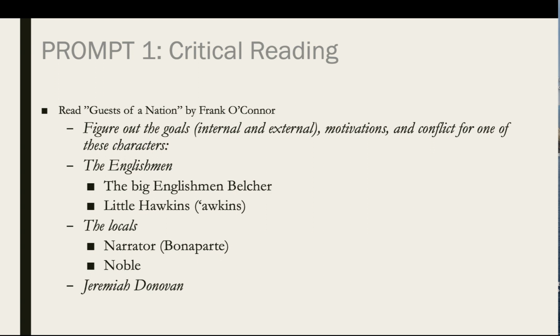And I want you to figure out the goals, both internal and external, the goals, motivations, and conflicts for one of these characters. The Englishman, which is the big Englishman, Belcher, Little Hawkins, the locals, which would be the narrator or Noble, and then Jeremiah Donovan, who doesn't really fit into either of those groups.